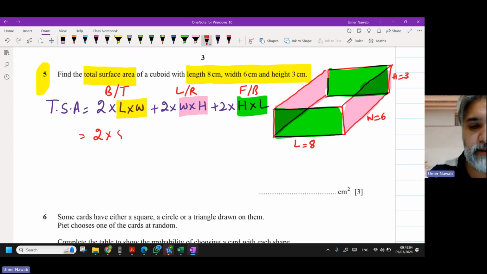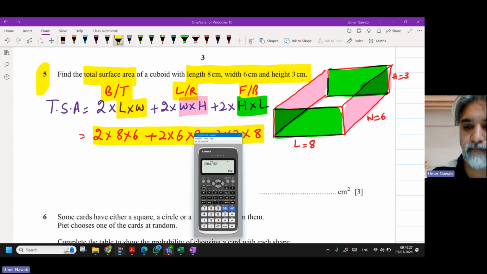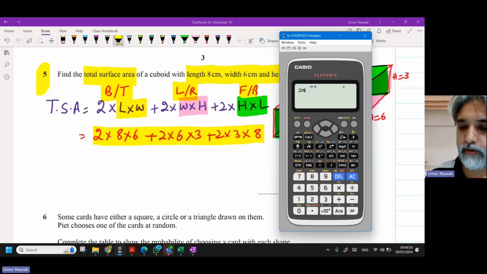2 times, what is length? 8. Width is 6. 2 times width 6, height is 3, and length is 8. So don't forget the important thing: bottom, top, left, right, front, back. Now write the full expression into the calculator. So 2 times 8 times 6 plus 2 times 6 times 3 plus 2 times 3 times 8. What did I get? 180.